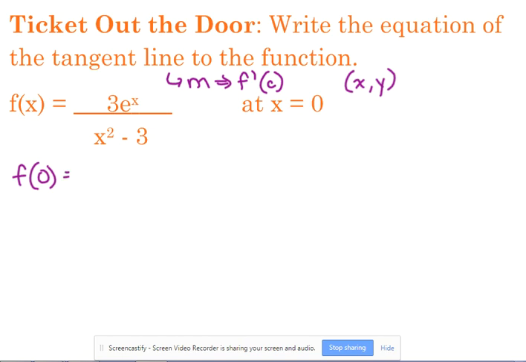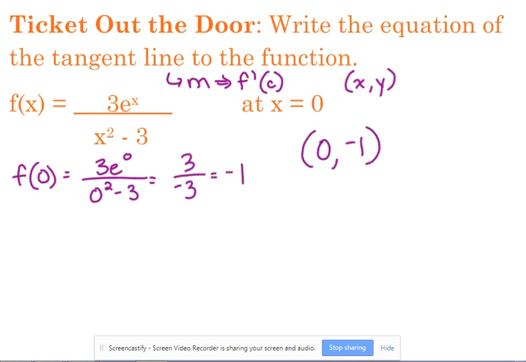Let's just find our y value here. So we've got 3 times e to the 0 over 0 squared minus 3. E to the 0, anything to the 0 is 1. So we've got 3 over negative 3, so negative 1 is our y. So 0, negative 1 is our point.